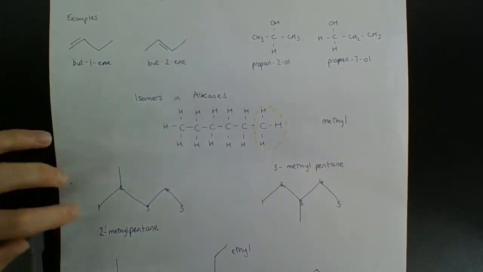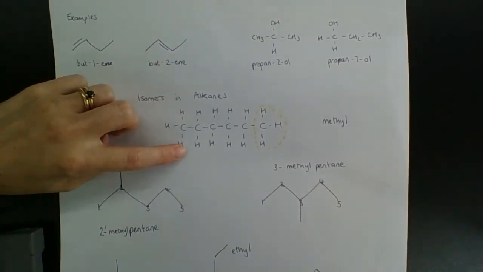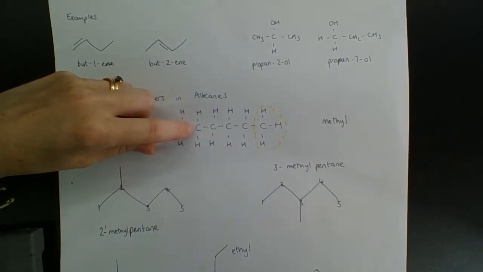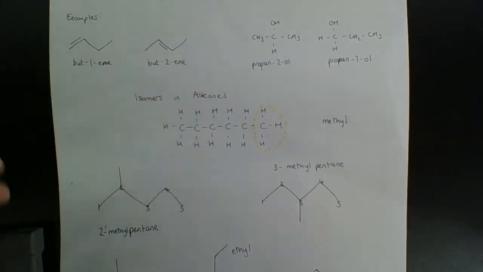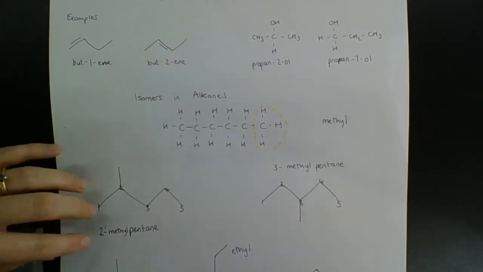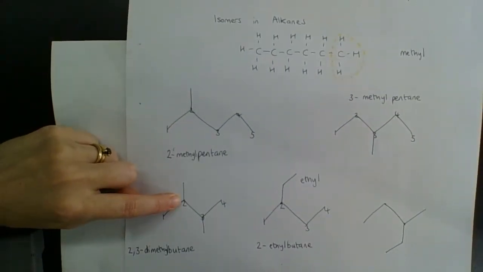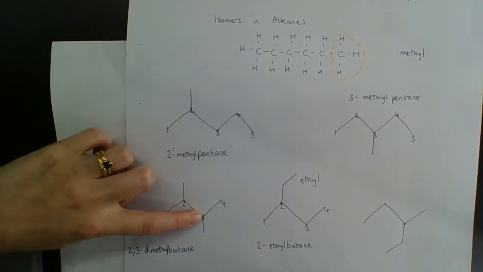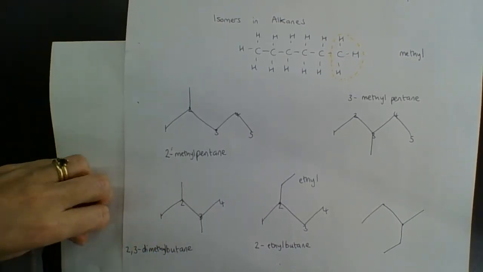We can remove two methyl groups from the hexane, and that means the longest chain will be four carbons. So it will become butane, and we can put those methyl groups in different positions. Here I have put a methyl group on the second carbon and a methyl group on the third carbon to form 2,3-dimethylbutane.